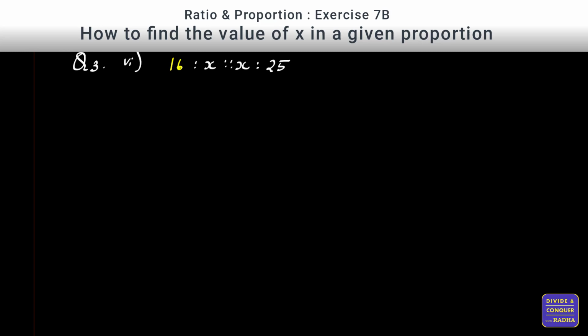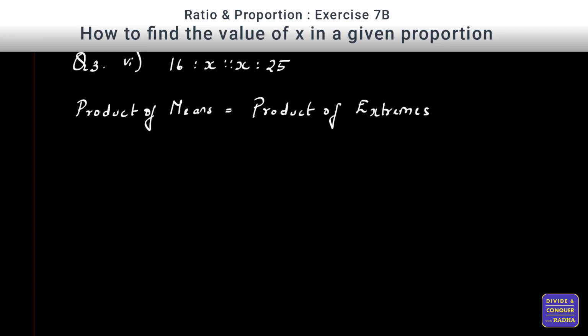In this sum, we have 16 is to x is as x is to 25. We need to calculate the value of x. You might be wondering, all the sums that we had solved never had two x's, isn't it? But in this particular sum, we have two x's. So how do we solve such type of sums? Again, the same concept. Since they say the numbers are in proportion, we have to equate product of means with product of extremes to find the value of x.